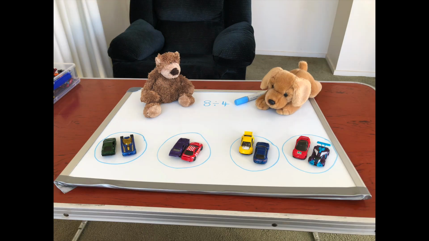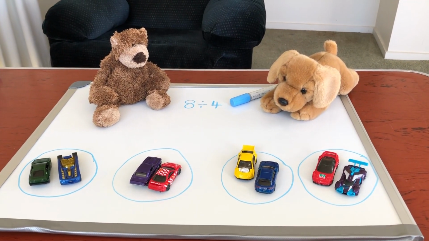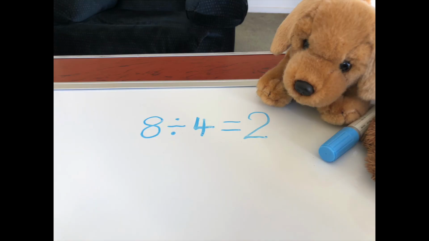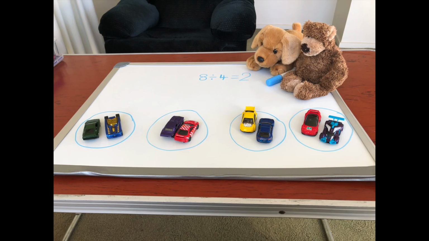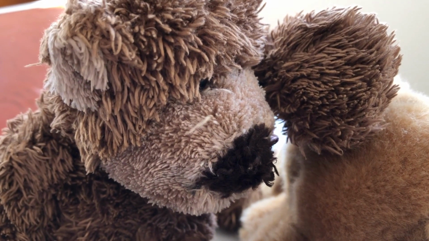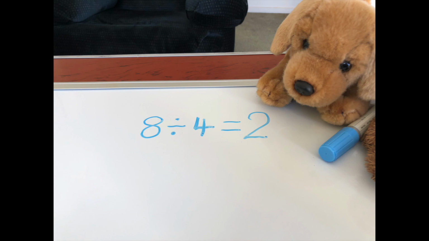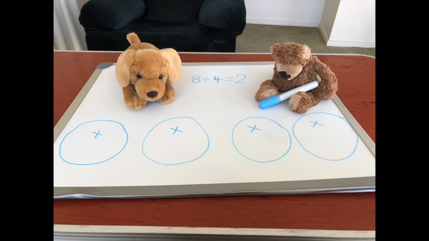I got it, Murphy. 8 cars divided into 4 equal groups equals 2. There's 2 cars in each group. What would you do, Monty, if you didn't have cars to work out the division sentence? I'd draw it, Murphy, but I can't draw cars. But you can draw crosses and pretend they're cars, like this.